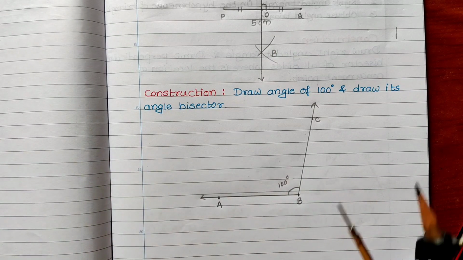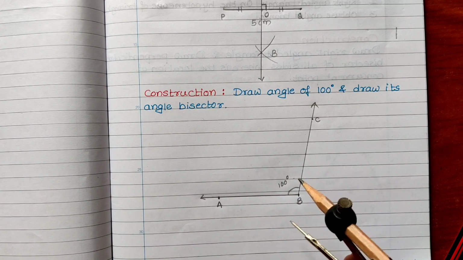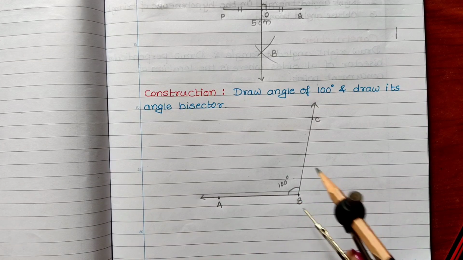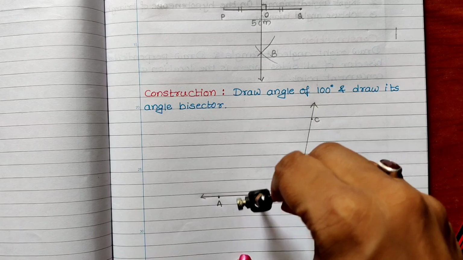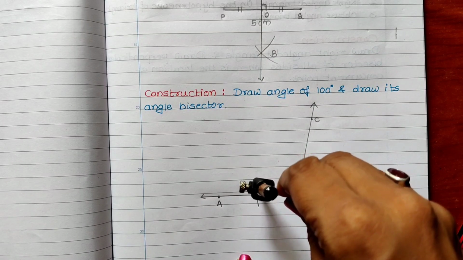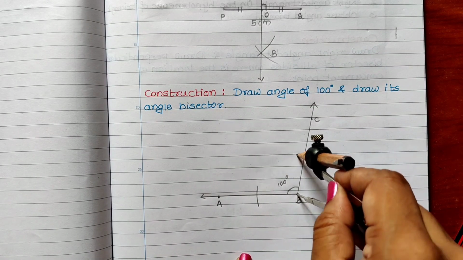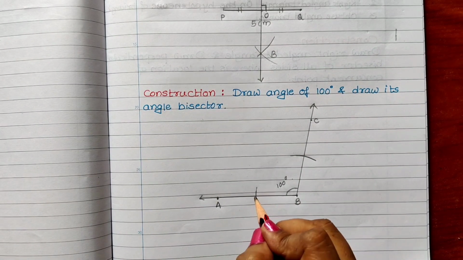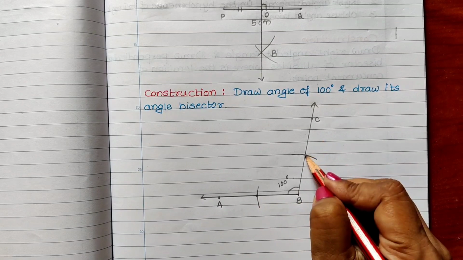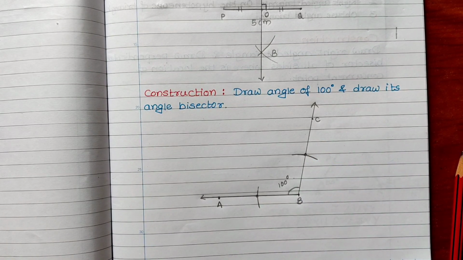For bisecting, we have to use our compass again. We will place this tip on point B and draw an arc on this side AB and side BC also. Now we will make these points a little dark where the arcs are intersecting these sides.